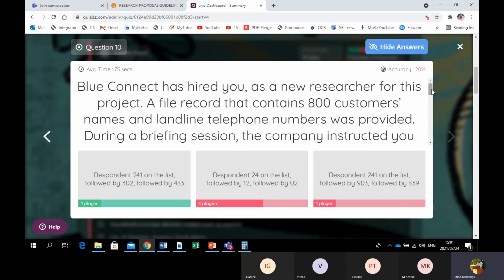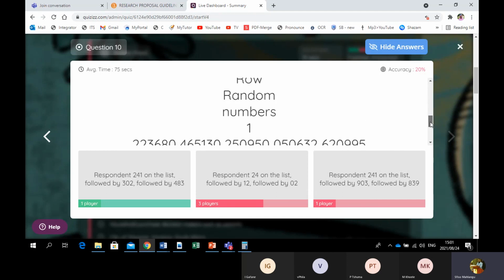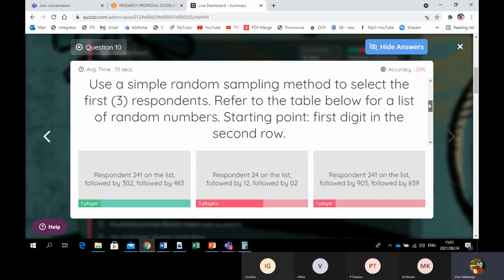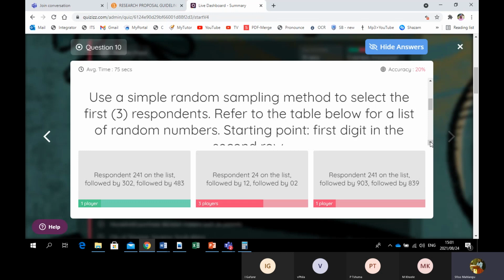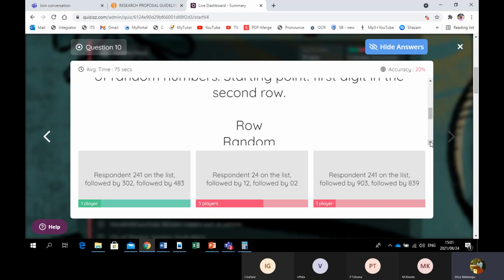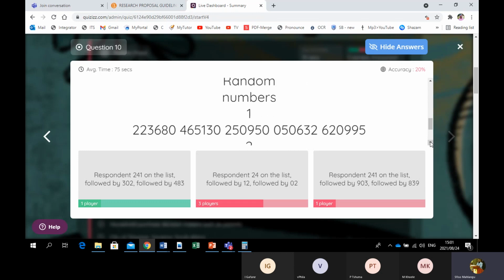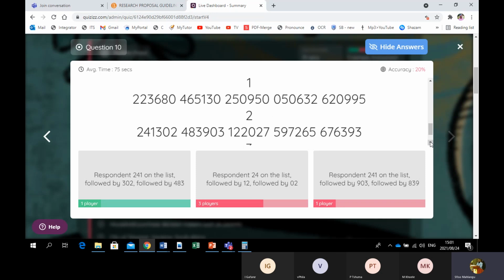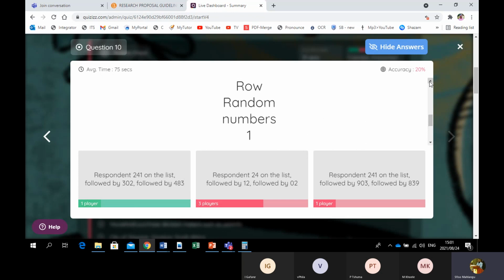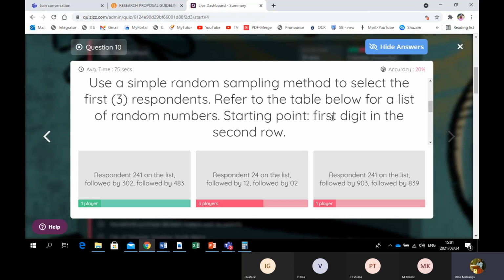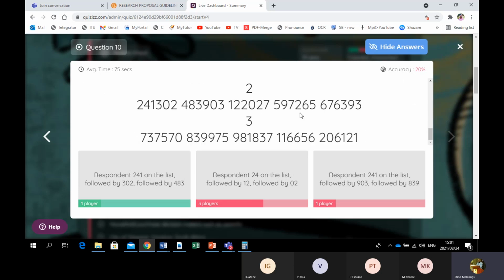And the last question, you had to select the respondents using a simple random process instead. So we already know that our list contains 800 and 800 has 3 digits. So therefore we'll be focusing on 3 digits to select the respondents. Our starting point is the first digits in the second row. So if you look at those numbers, this is the second row, first digit, it will be this one.